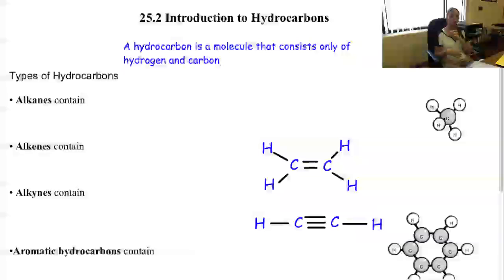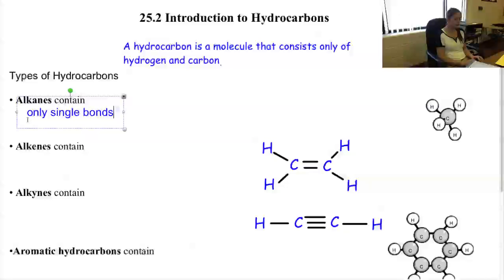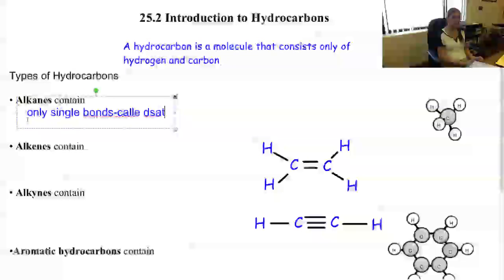Hydrocarbons are molecules that consist only of hydrogen and carbon, and there are different types of these hydrocarbons that we're going to look at. The first ones are what we call alkanes. Alkanes contain only single bonds. We call these saturated hydrocarbons.